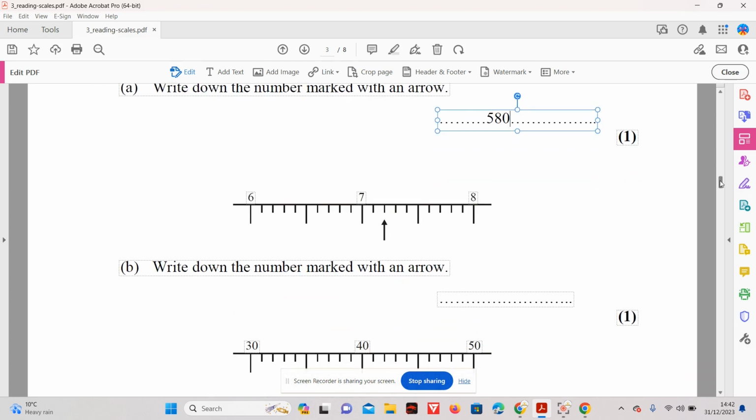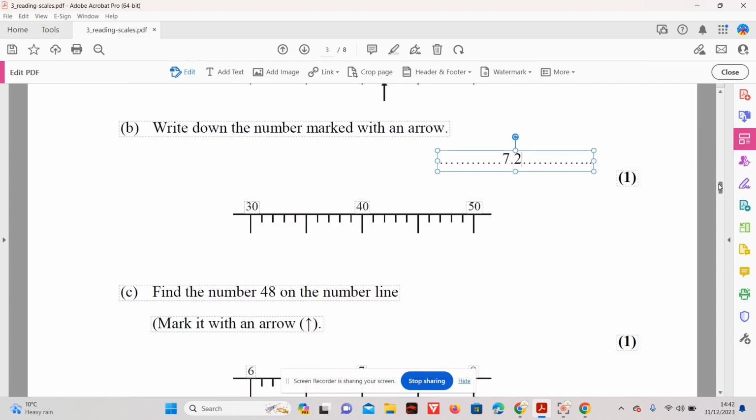Question 2b, write down the number marked by the arrow. Again, we've got a gap of 10 between the 6 and the 7. This is going up in decimals this time because we're dealing with single digit numbers. So therefore, I'm going to go straight to the 7, and I'm going to go 7.1, 7.2. So our number is 7.2 for this one.